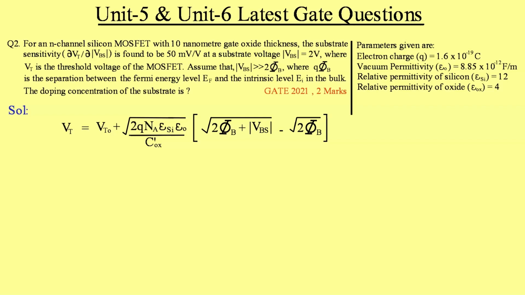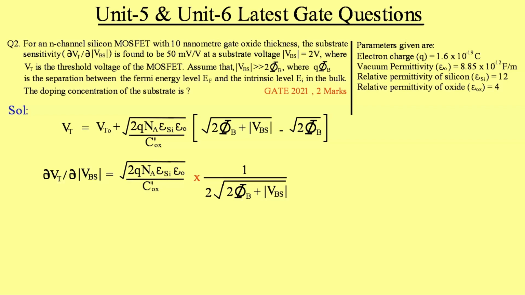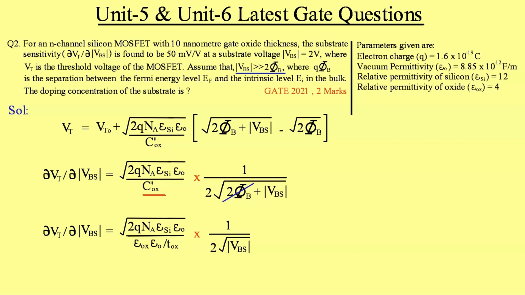Now, if we differentiate the threshold voltage with respect to the body to source terminal voltage difference, then we will find this expression. It is also provided in the question that the biasing voltage between body and source terminals is significantly greater than the Fermi potential. Therefore, in the denominator we can neglect the Fermi potential with respect to the body biasing voltage. And also, capacitance per unit area can be defined as permittivity of the oxide divided by thickness of the oxide. Permittivity of the oxide can also be represented as relative permittivity of the oxide multiplied by vacuum permittivity.